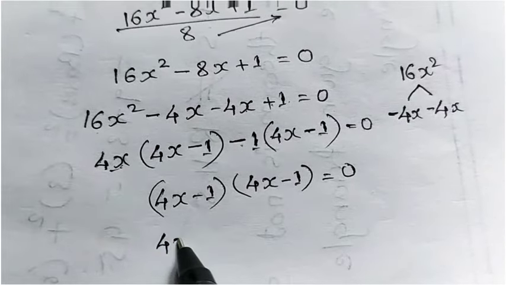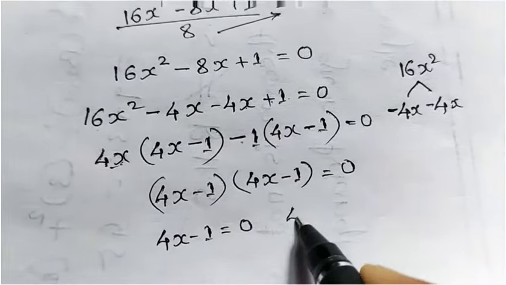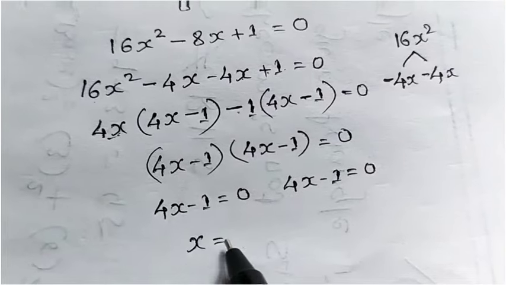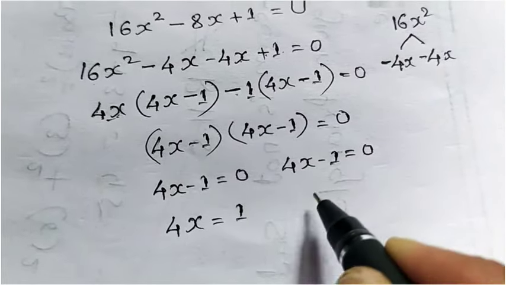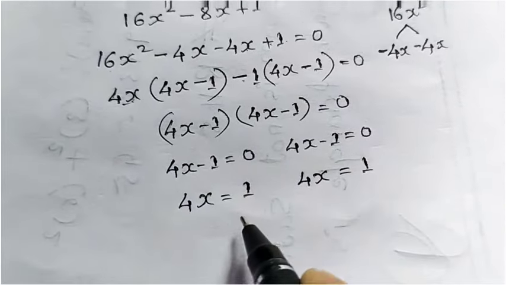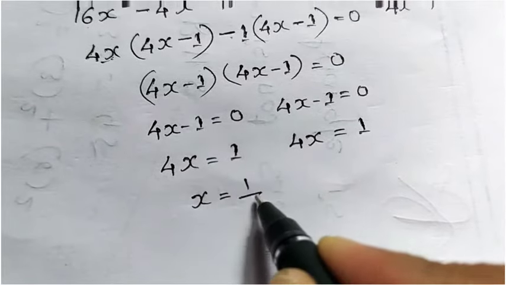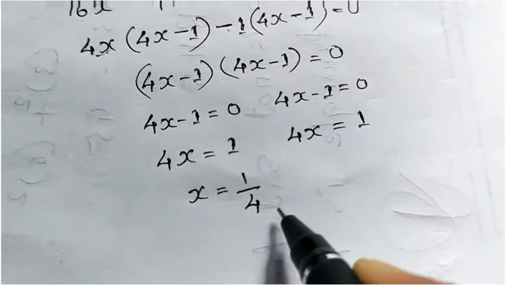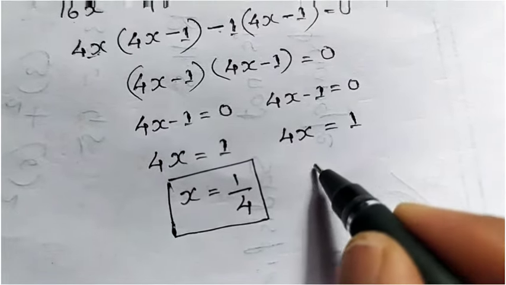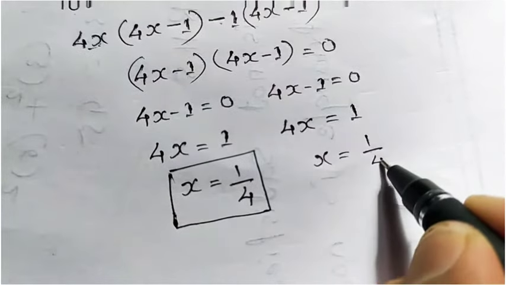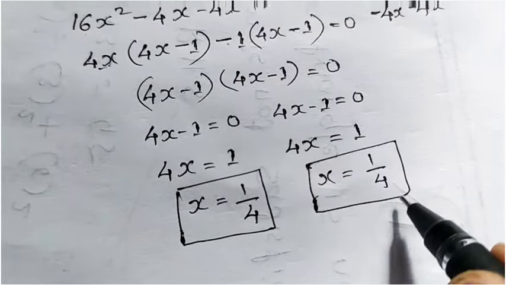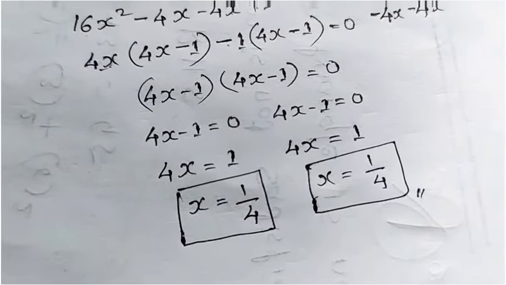Separately write them: 4x minus 1 equal to 0, 4x minus 1 equal to 0. If I take minus 1 that side, that becomes plus, and here also it becomes plus 1. So 4x equal to 1. Here 4 is multiplying, so if I take this side it becomes divide. So x equal to 1 by 4, and here also x equal to 1 by 4. Okay, these two are our required roots of the quadratic equation.